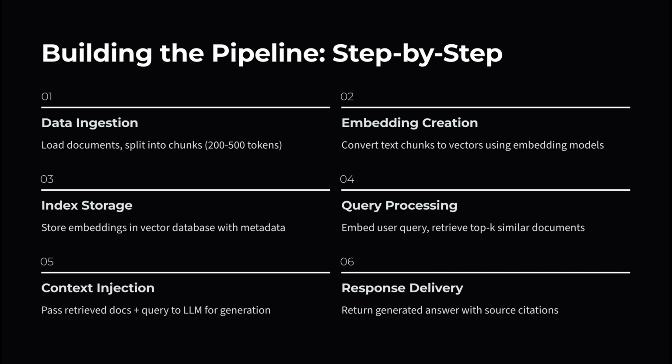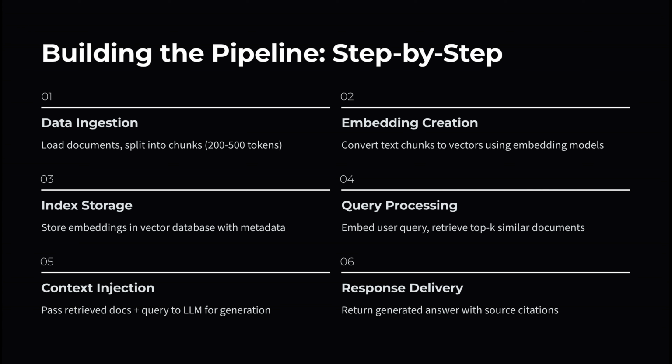Building the pipeline step by step. Let's walk through the pipeline like you're actually building it. First, you ingest your documents and break them into manageable chunks, usually a few hundred tokens each, so the model can understand them cleanly. Next, you convert each chunk into an embedding, giving it a numeric identity in vector space. Then, you store those embeddings in your vector database with useful metadata.